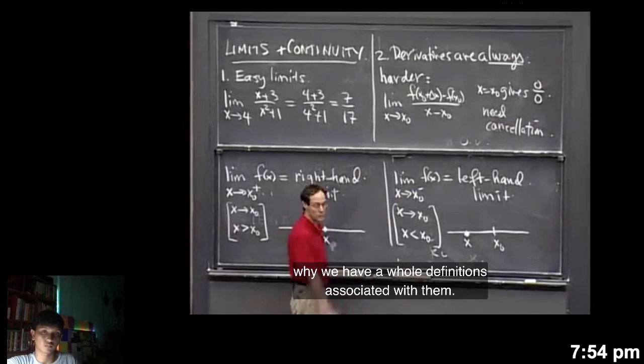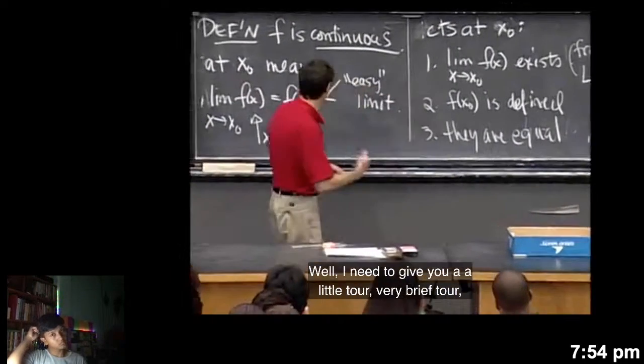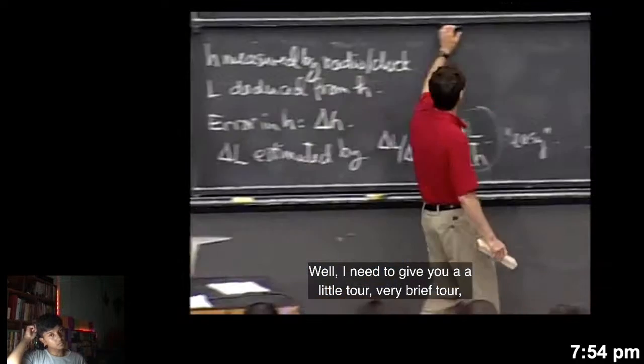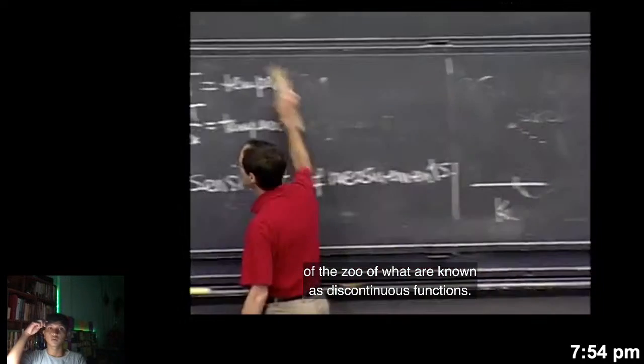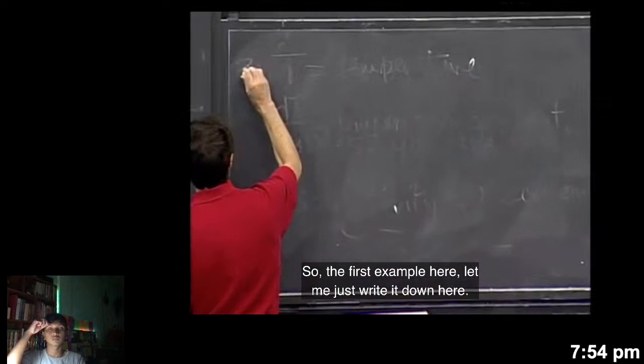So now what's next? Well, I need to give you a little tour, a very brief tour of the zoo of what are known as discontinuous functions. So sort of everything else that's not continuous. The first example here, let me just write it down, is jump discontinuities.